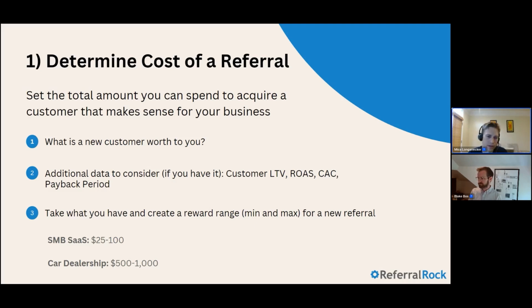Any other data that you have just helps frame what a potential range could look like. Once you have that assessment, you want to come up with a reward range. This will be the min and max that you might offer for a new referral. For example, an SMB SaaS business might be small, something like $25 to $100. Whereas a car dealership, which has a much higher purchase price, the reward range could be significantly higher. It could be $500 to $1,000.